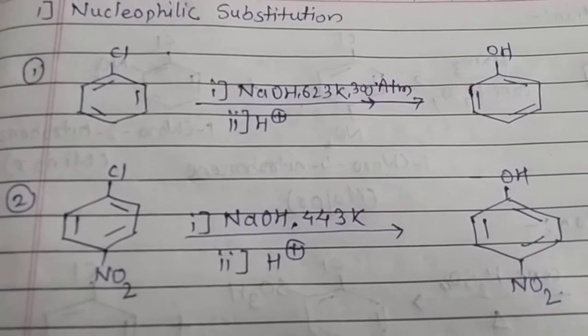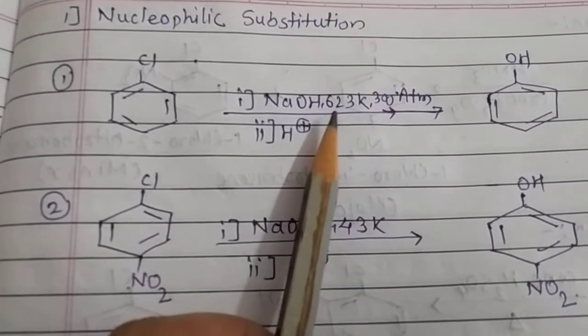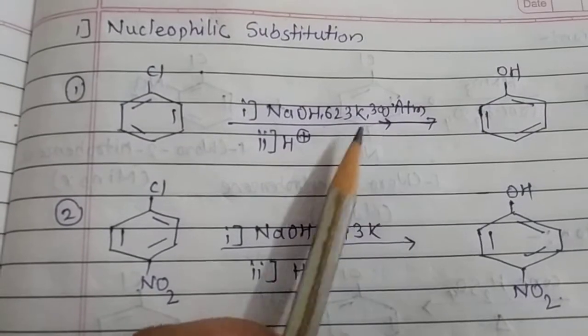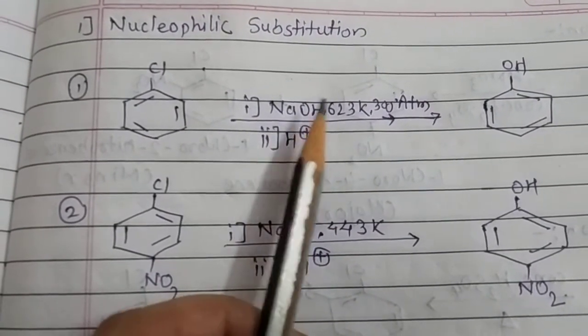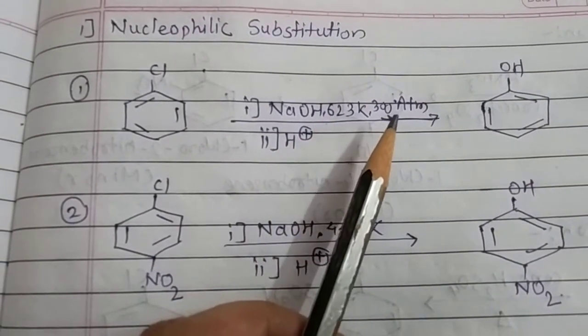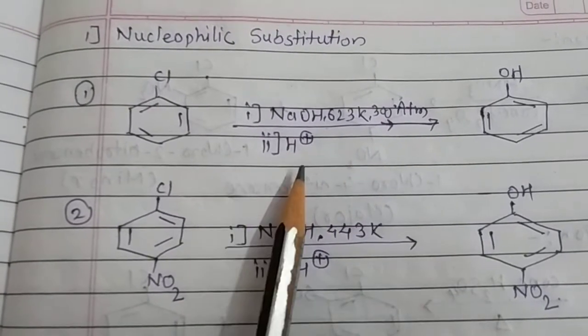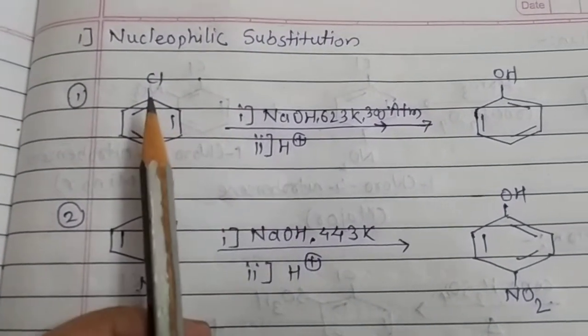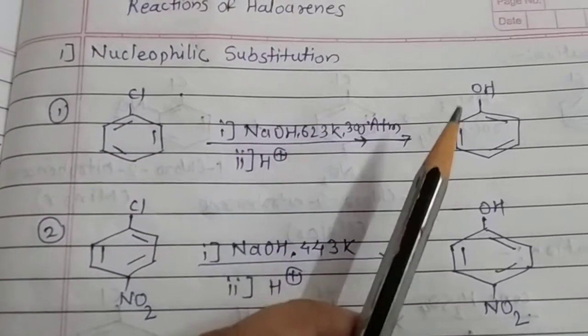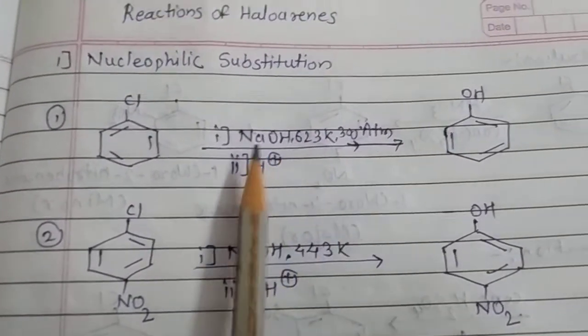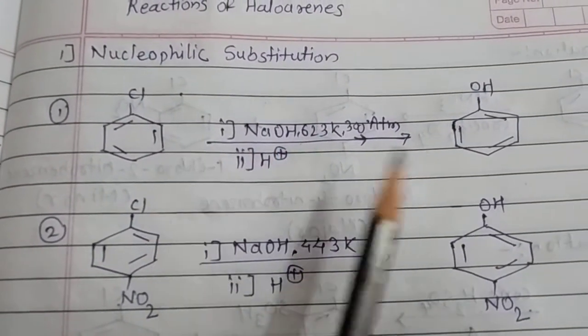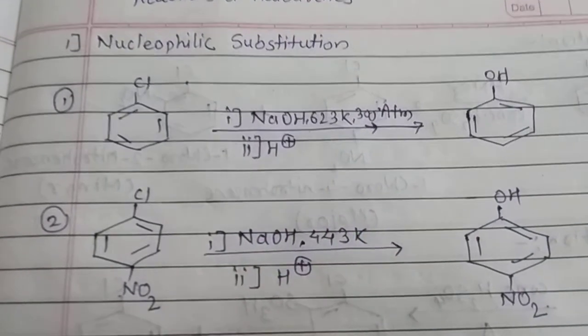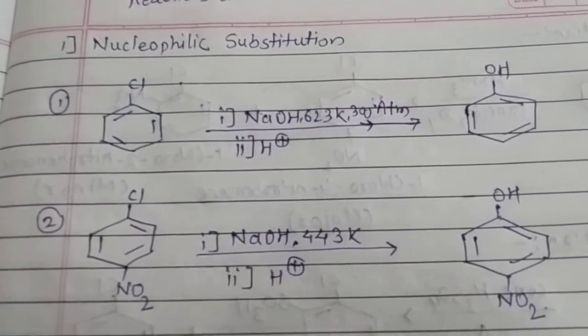So how does Cl get substituted? For that, very high temperature and pressure is required in the presence of NaOH, 623 Kelvin and 300 atmospheric pressure, and after that treating with H plus ion, Cl goes out and OH from NaOH takes its place. So substitution happens, but at very high temperature and pressure.